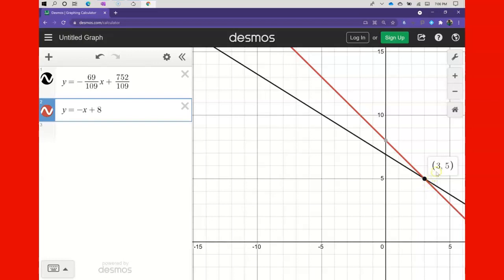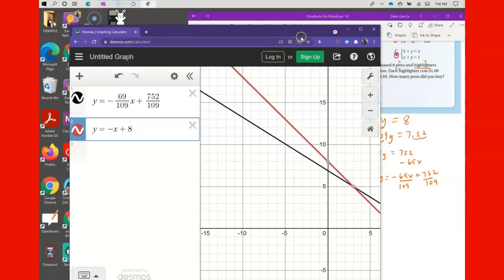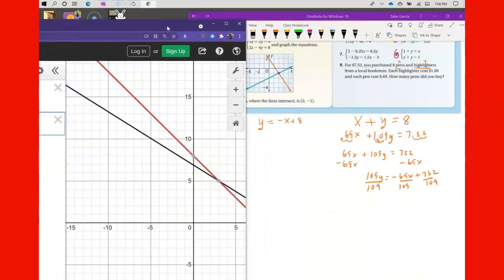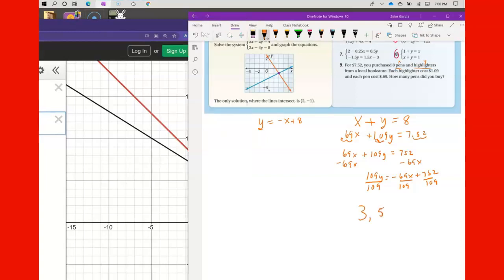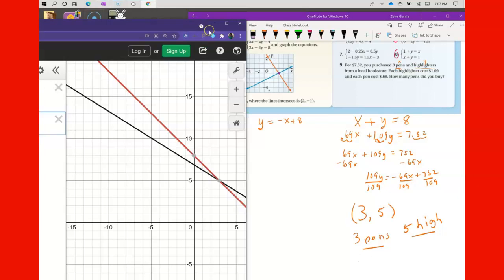So we had a combination of 3, 5. That means we purchased 3 pins and 5 highlighters. If you want to check, you can just simply type in both equations into Desmos.